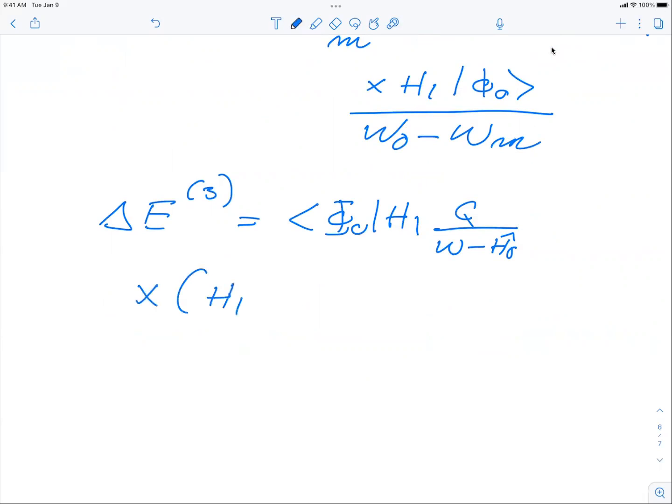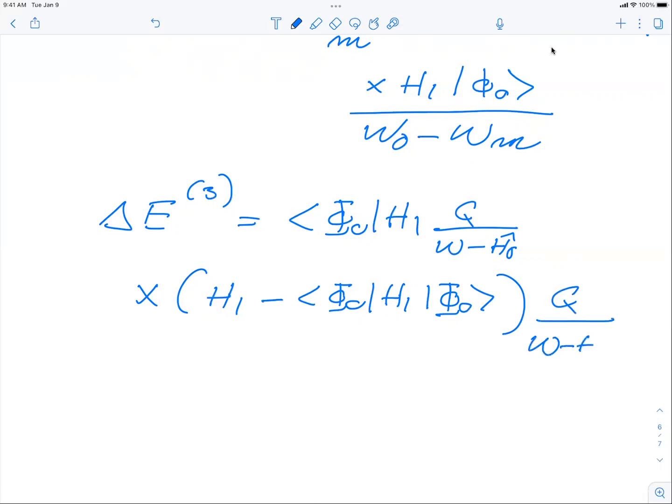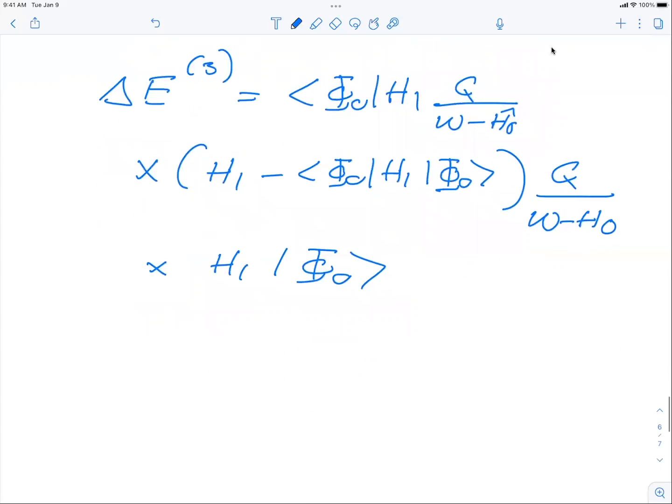So that means that this will be multiplied with H of I minus, and then I have an expectation value. And again, this is just a constant. And then I have Q of omega minus H0. And then I need a final term, which is H of I, multiplied with phi 0. And then this just continues to higher and higher order terms.